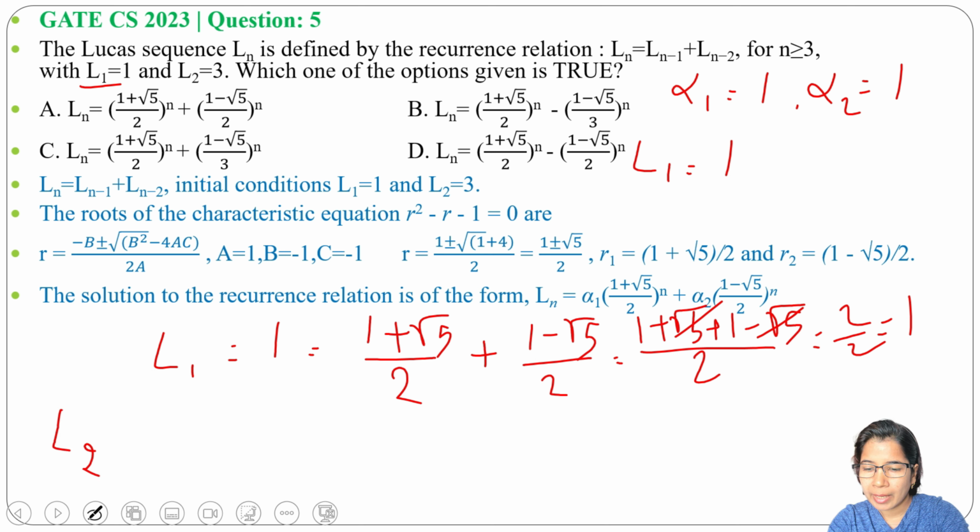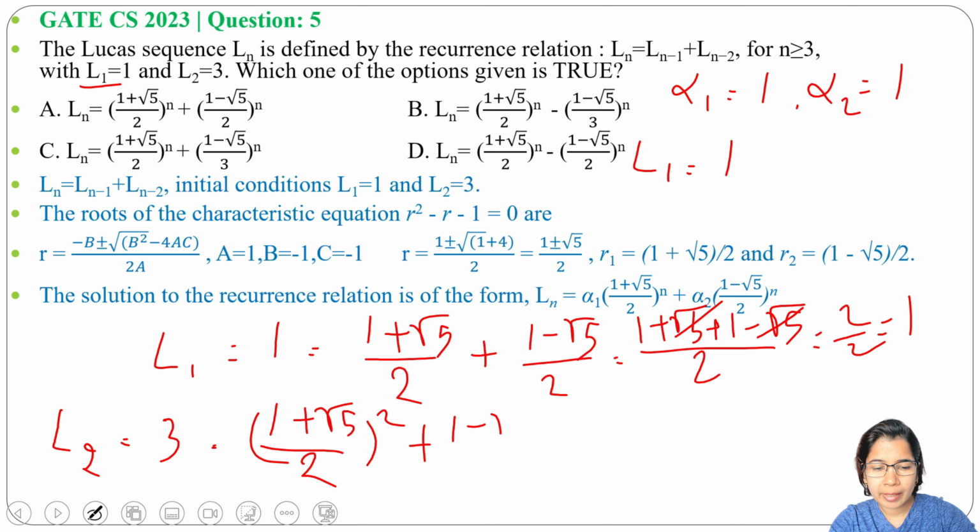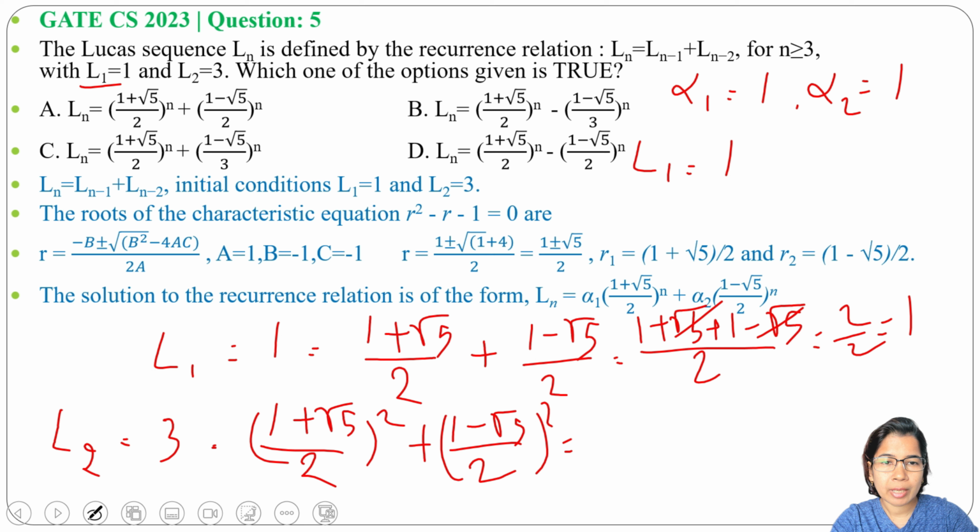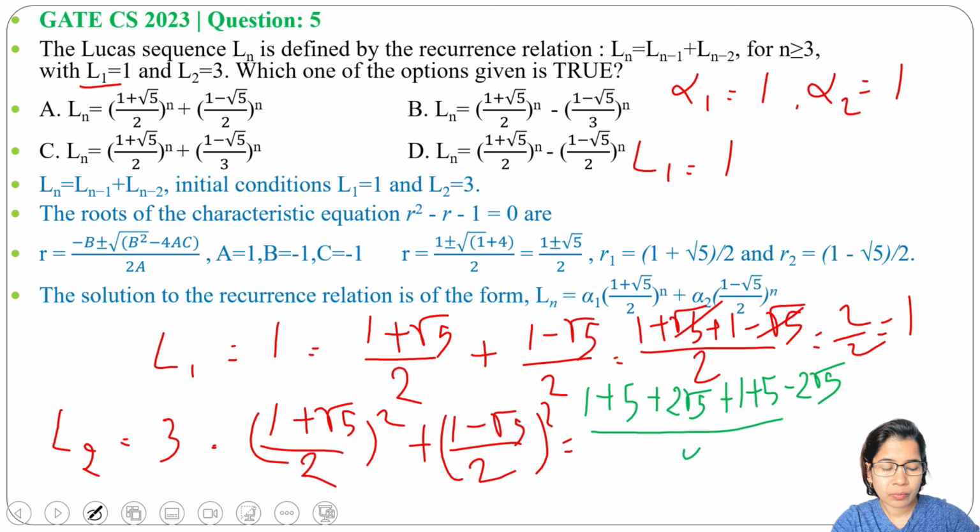Let's check L(2). L(2) = 3. So ((1 + √5)/2)^2, in place of n we'll write 2, right? Plus ((1 - √5)/2)^2. We know (a + b)^2 = a^2 + b^2 + 2ab, and (a - b)^2 = a^2 + b^2 - 2ab. So I'll write (1 + 5 + 2√5 + 1 + 5 - 2√5)/4, right? So 2√5 minus 2√5 will be cancelled. 1 plus 5 is 6, 1 plus 5 is 6, 6 plus 6 is 12, and 12 divided by 4 is 3. Yes, for α1 = 1 and α2 = 1, the L(2) value is also 3.